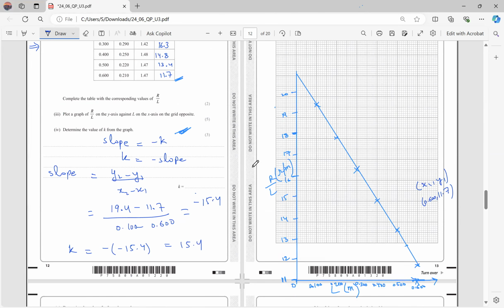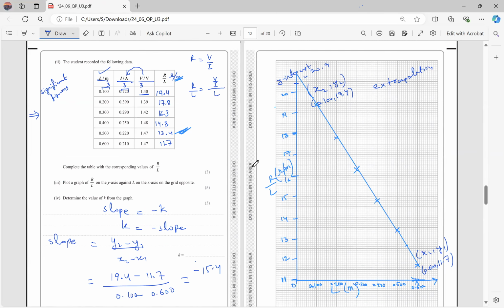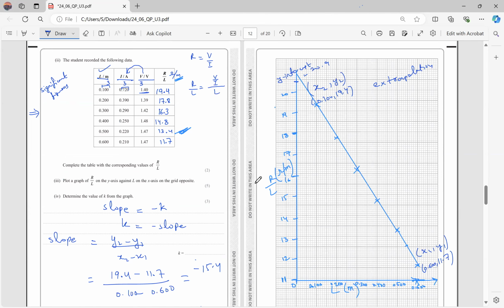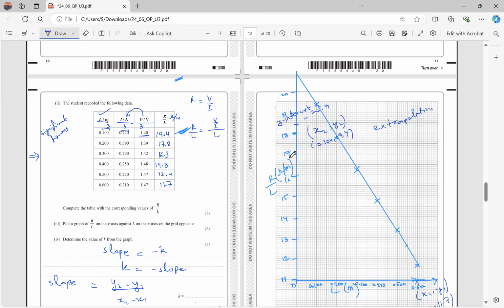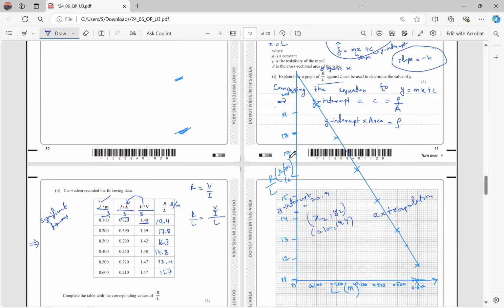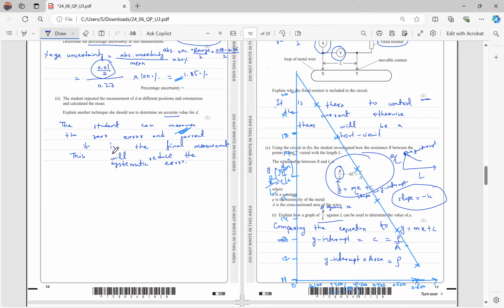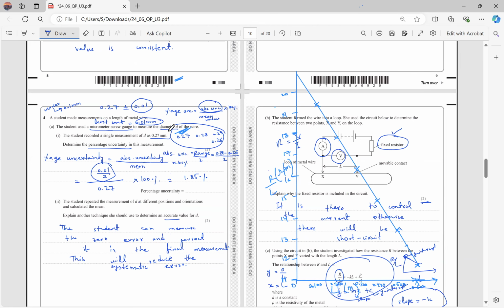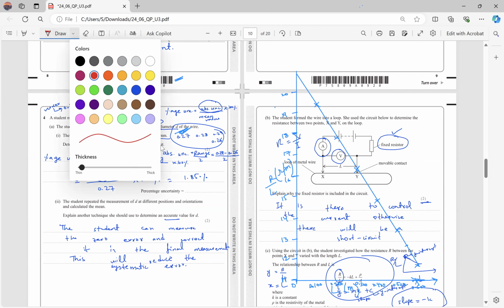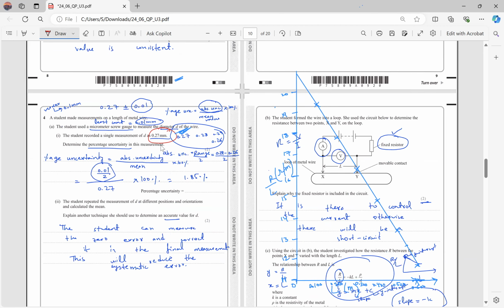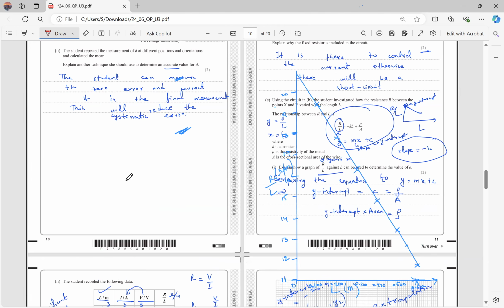Remember to always look at the units of the graph carefully as well. This is ohms per meter. That is standard. Okay, there's nothing ambiguous about that, but you should always check the units. Now, to find the area, we were talking about a metal wire, right? And that metal wire had a diameter of 0.27 millimeters. Over here, I'm talking about. This is the diameter.